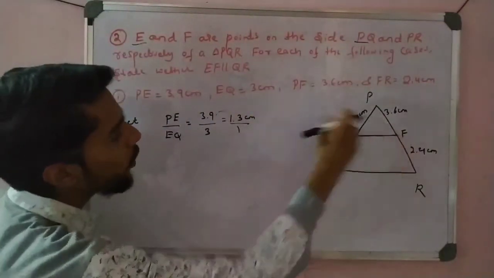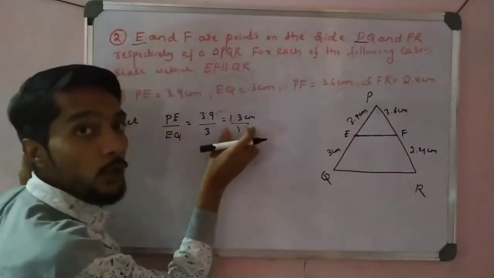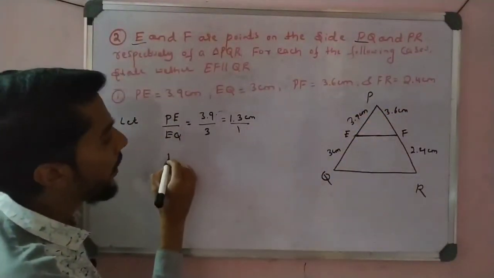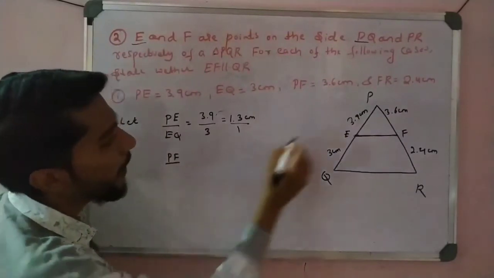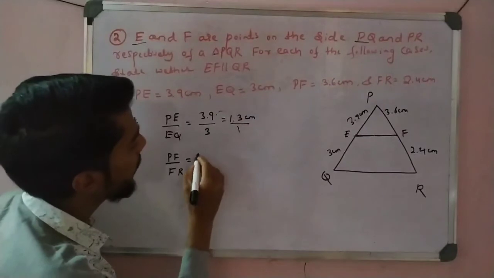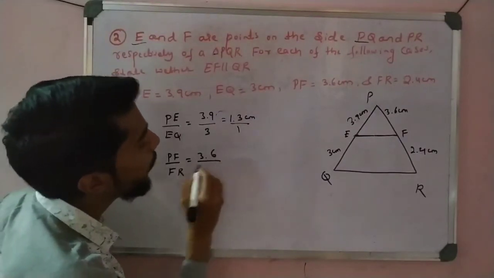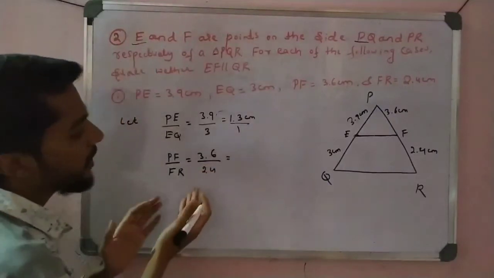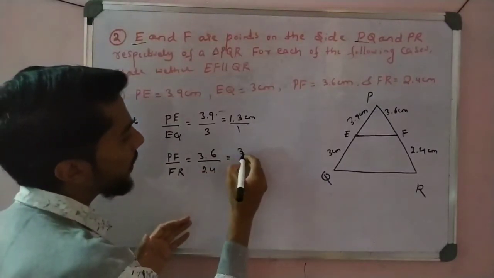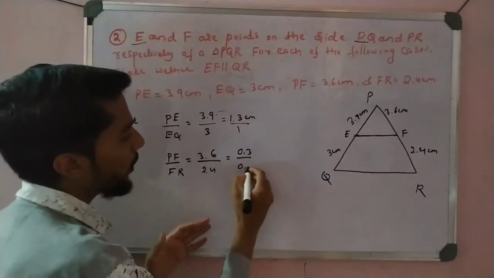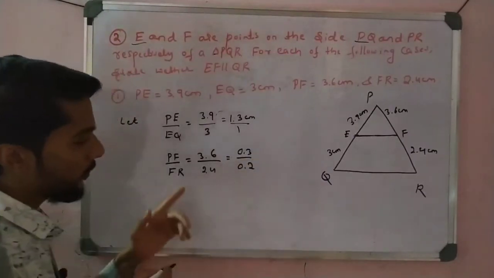Now let us take the ratio. That ratio should also be equal to 1.3, if not, it means the lines are not parallel. Let us find PF divided by FR. What is PF? It is 3.6, and FR is 2.4. Cancel by 12: 12 threes are 36, so 0.3, and 12 twos are 2.4, so 0.2.